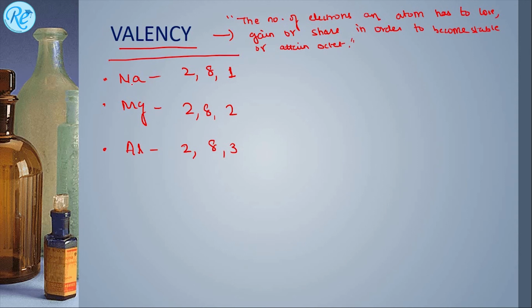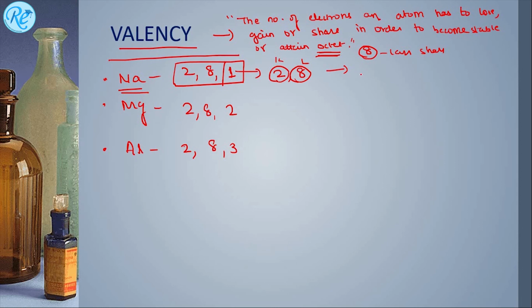We'll start with a few metals. So sodium, the electronic configuration is 2, 8, 1. Now to become stable or to attain octet, octet means 8 electrons in its last shell, how can this configuration become stable? If sodium is able to lose 1 electron, the configuration becomes 2, 8. Now the maximum number of electrons in any shell is fulfilled here. K can have maximum 2 and it is 2. L can have maximum 8 and it is actually 8. So by losing 1 electron, it is becoming stable. So the valency of sodium will be 1.